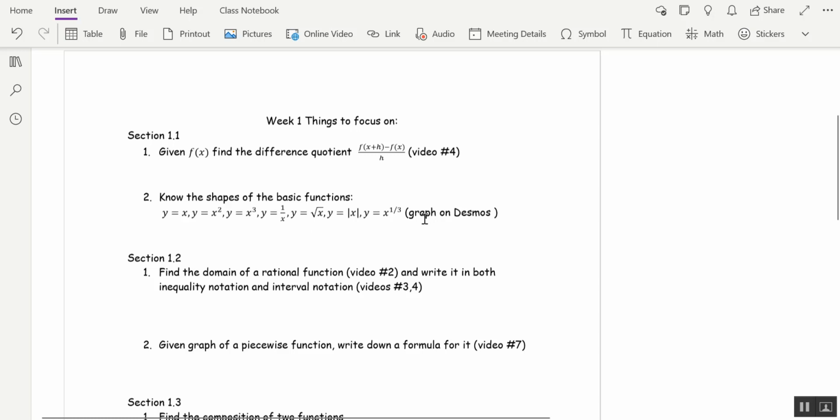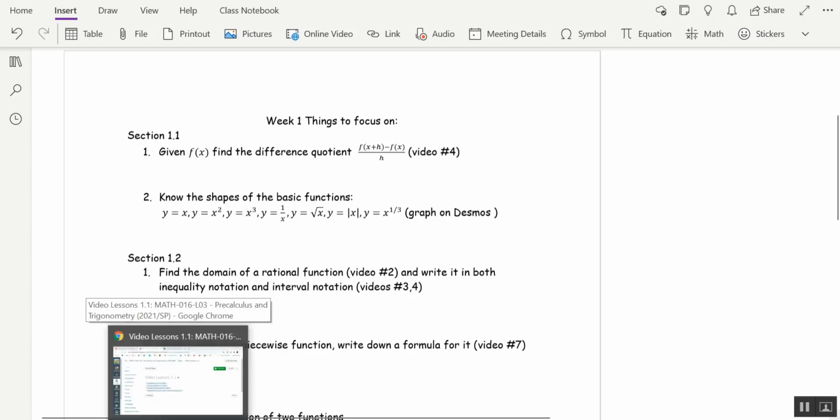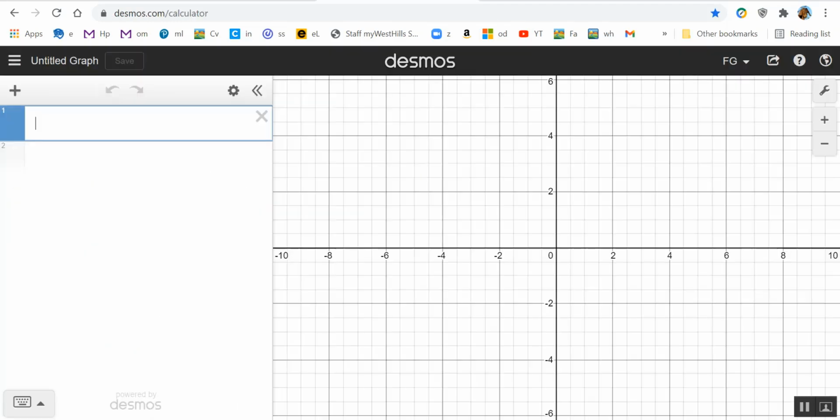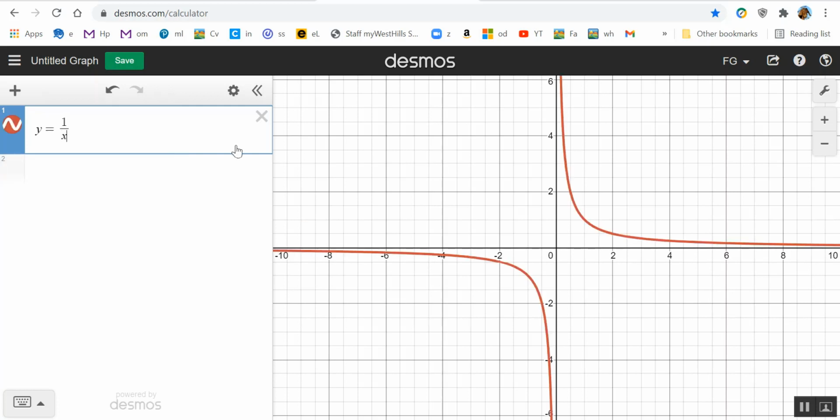Now, I say graph on Desmos if you don't know what those look like right off the bat. Let me show you that. Desmos is a free graphing calculator. I love it. Just type in y equals, let's say you've forgotten what y equals 1 over x looks like. So go 1 over x. And there you go. There's the graph. Make flashcards for those building block functions so that you have them for the rest of the semester.